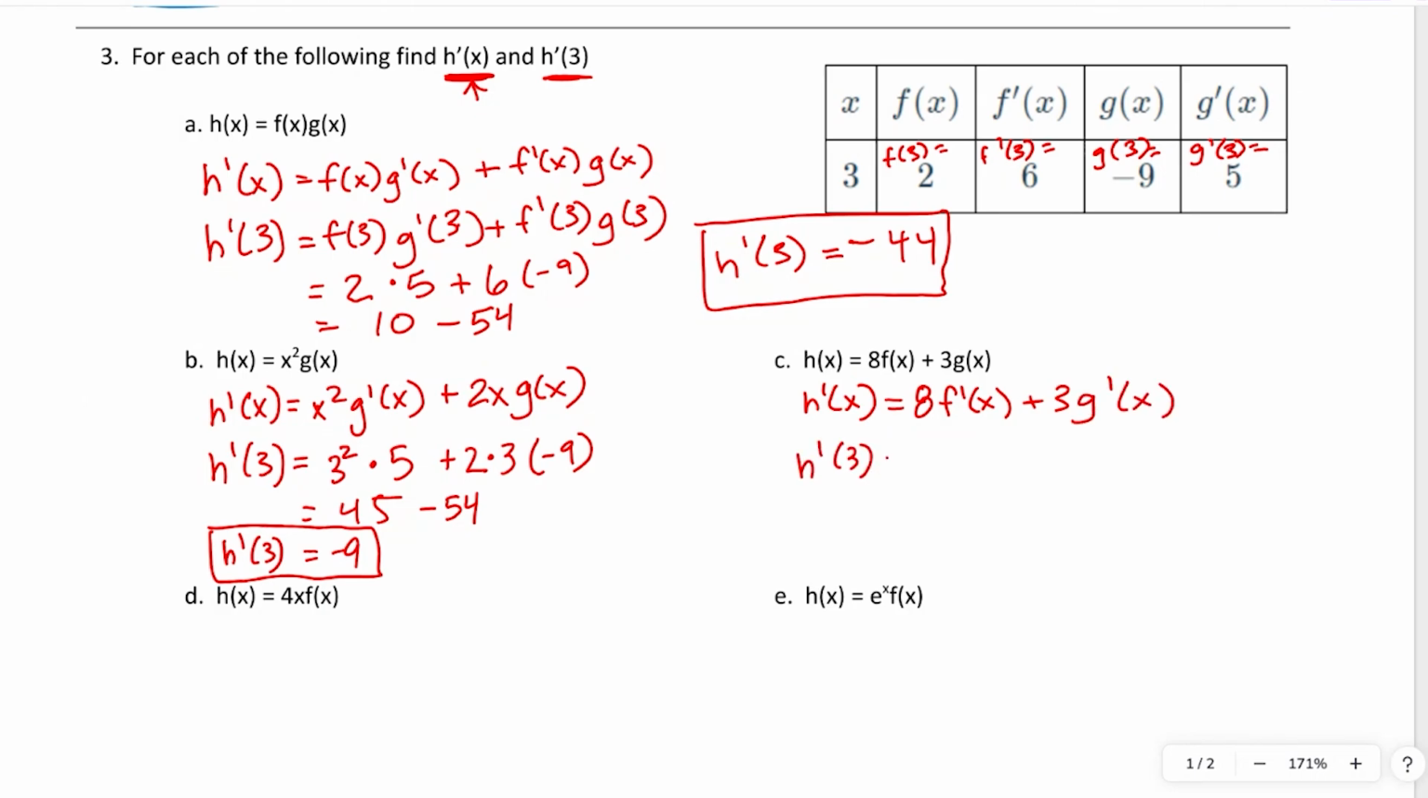So at 3, we're going to have 8 times 6 plus 3 times 5. I'm getting those values again from the table. So yeah, 6 times 8 is going to be 48, and 3 times 5 is 15. So the derivative or the slope of h when x is 3 in this case would be, let's see, if it was just 48 plus 10, that'd be 58, plus 5 is going to be 63.